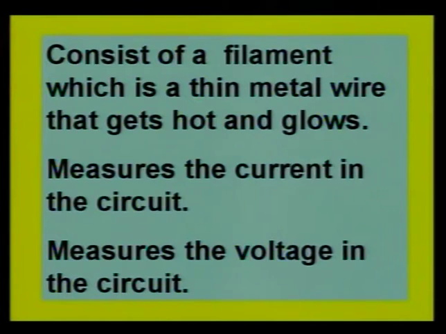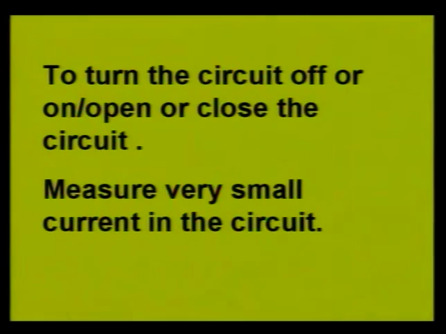All right, we will now go to the switch. A switch is there to turn the circuit off or on, or sometimes the names given are open and close the circuit. That is basically the function of the switch. And then you have a galvanometer, which will measure very small current in the circuit. So a switch opens or closes the circuit, meaning that it allows or disallows the current to flow through.